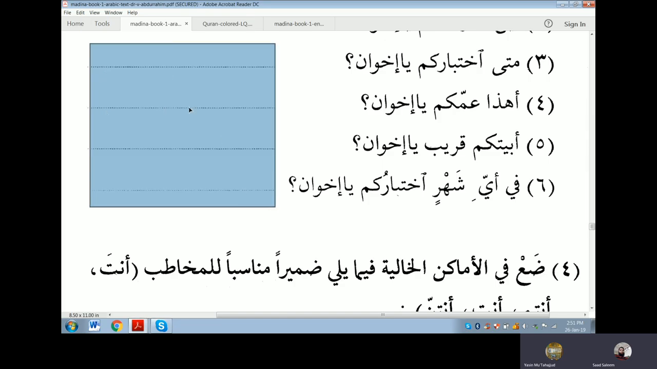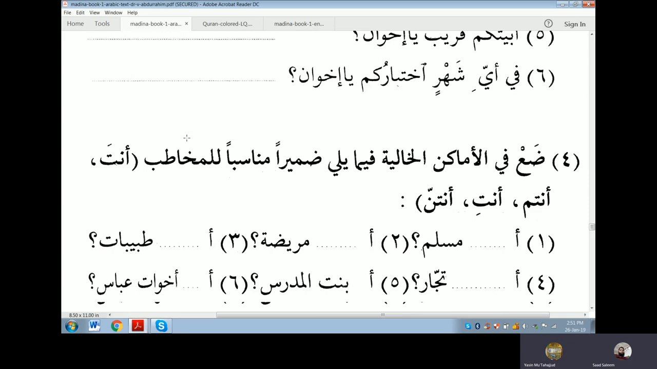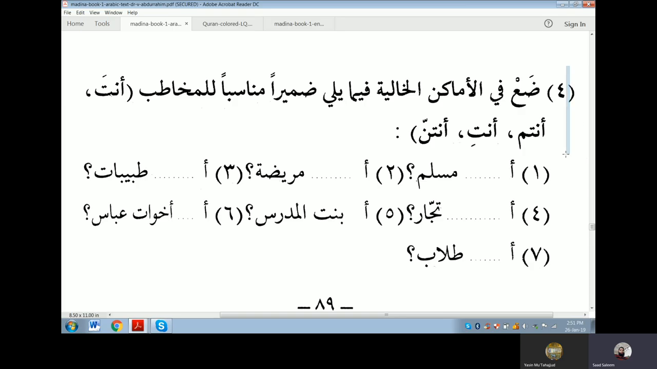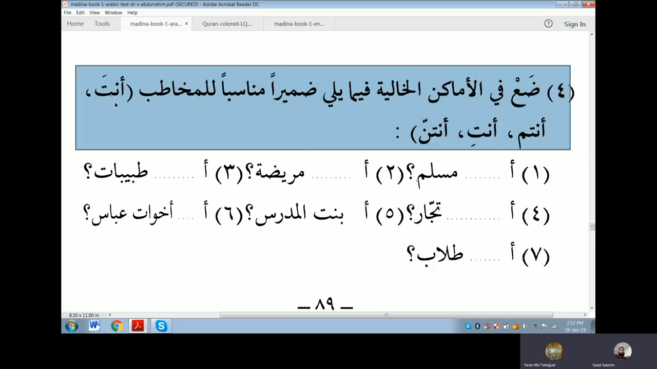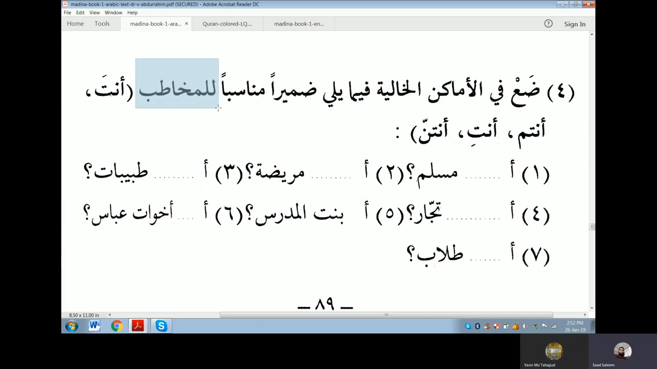So this question is also your homework. Fill these blanks and send me so that I can check. Then the next question is: fill the blanks with the appropriate pronoun for the addressee: anta, antum, anti, antunna. These four pronouns are known as zamir lil mukhatib.